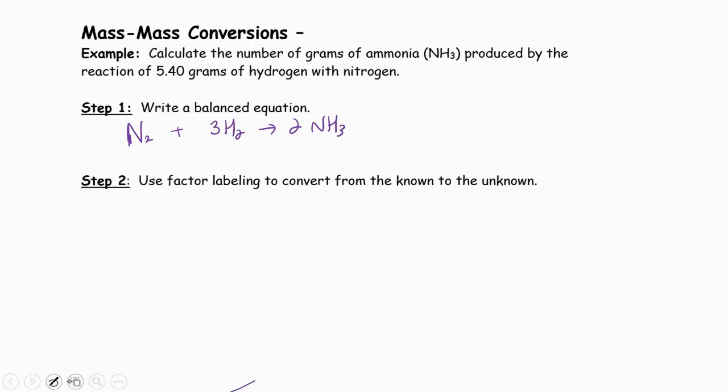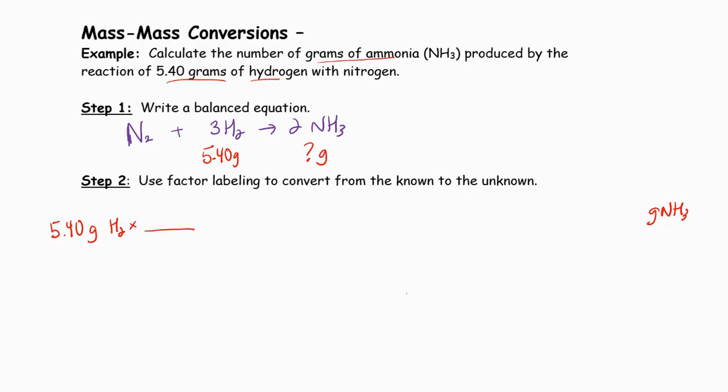Let's start by pulling out all the information from the problem. Calculate the number of grams of ammonia, so I'm looking for grams of ammonia. And this time I'm starting with 5.4 grams of hydrogen. Now I don't have to read the problem anymore; I know everything that's given. So I'm going to start with 5.4 grams of H2, and ultimately I'm going to try to get grams of NH3.